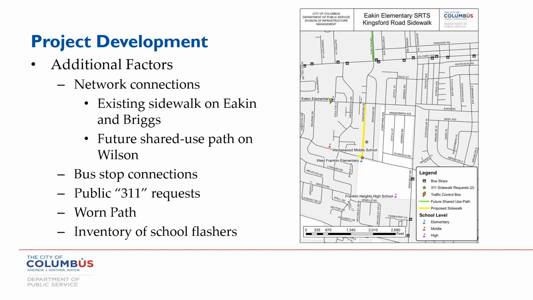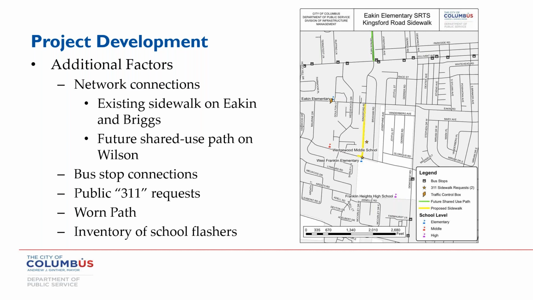Okay, and so some of the other factors we were looking at is there was already existing sidewalk for the most part on Eakin to the north, and that's the east-west sidewalk that would take the students to the school, as well as on Briggs. And so Briggs, for some of the students, would act as a collector, again east-west, and then you could route the students up Kingsford. So by just finishing off Kingsford Road, we could complete the network overall for students going to Eakin Elementary School.